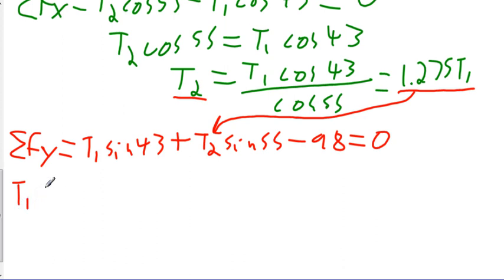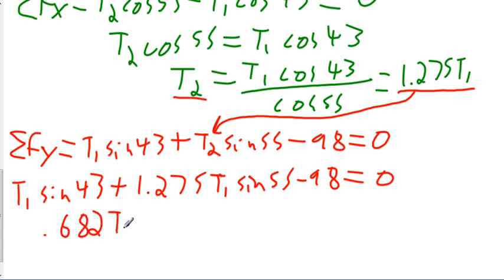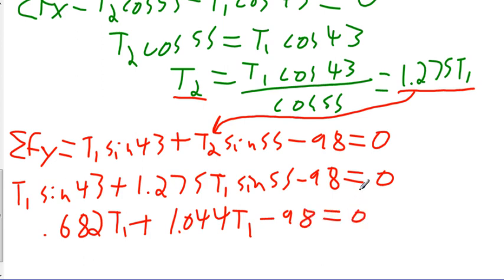So this becomes T1 sine 43 plus 1.275 T1 sine 55 minus 98. That should be equal to 0. Now, I'm going to go ahead and plug this into my calculator to find the sine 43 so I can get all of these with just decimals in front of my T1s. And so when I do this, I get 0.682 T1 plus 1.044 T1 minus 98 is equal to 0.